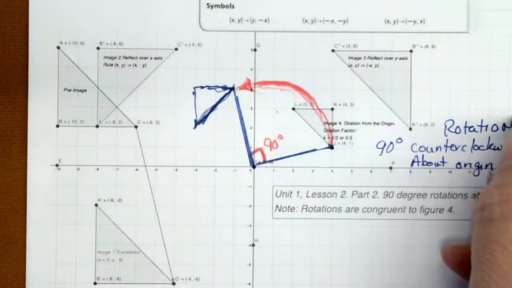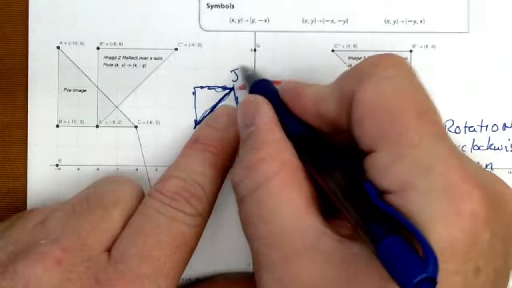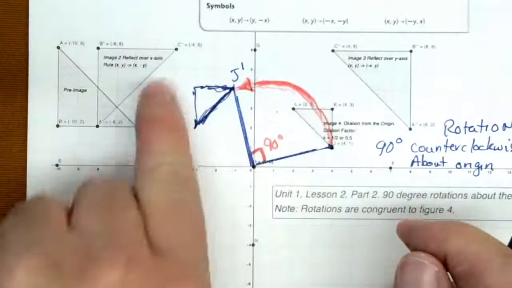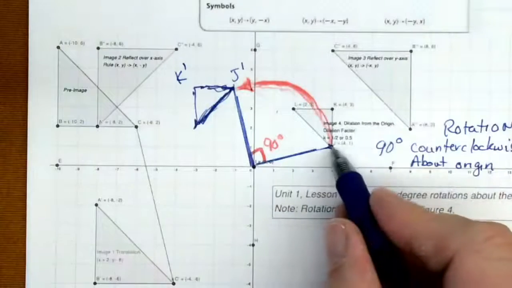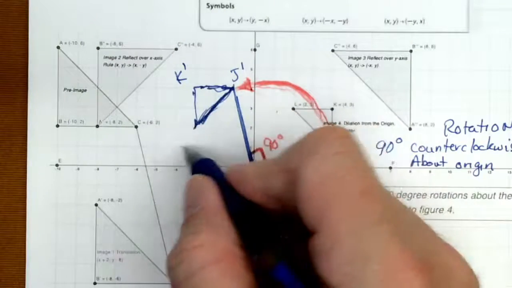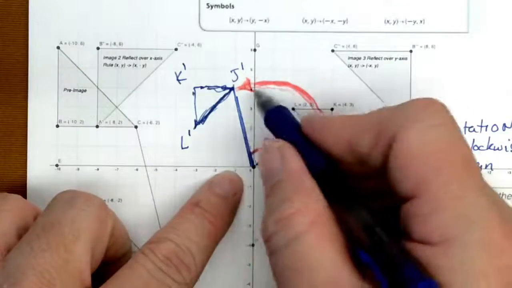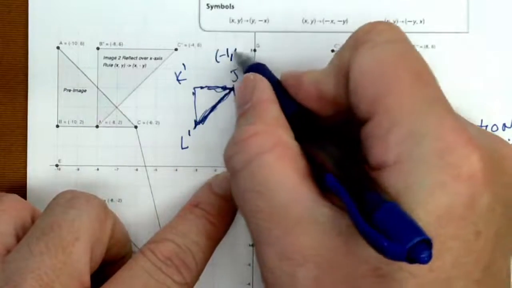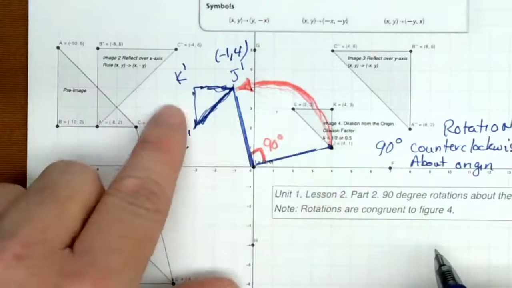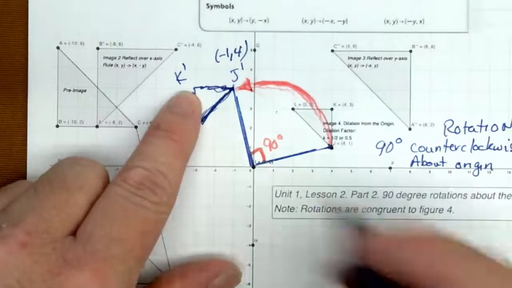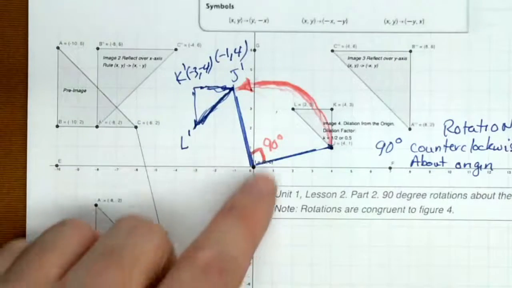And this point K went this way, so this is K prime. And then this was L. L went this way, it's L prime. And we need to give its location. Looks like it's at negative 1, 4. And K prime is at negative 3, negative 4. And finally, L prime is here, and it's at negative 3, 2.